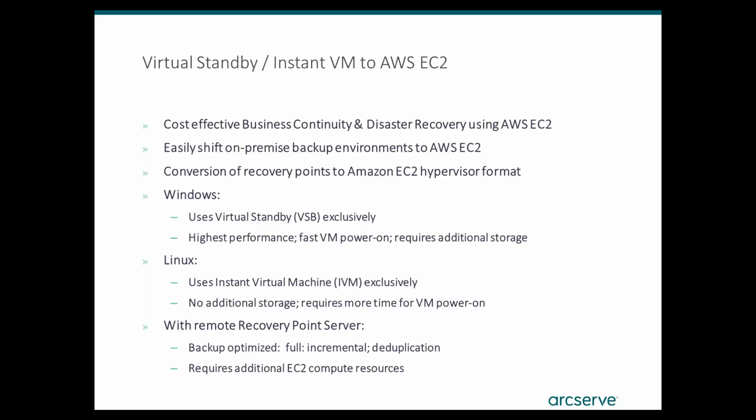So, it gives you now the ability to convert those recovery points to an Amazon EC2 hypervisor format. For Windows, we use virtual standby, which we call VSB, which is basically creating a virtual clone exclusively. It provides higher performance, a fast virtual machine, and they're powered on, and it requires, of course, additional storage. The Linux version uses our Instant Virtual Machine, or IVM, exclusively. There's no additional storage required, whereas when you're doing a virtual standby, we're doing a clone, so you need similar storage on both the source and destination. But for the Instant Virtual Machine, there's no additional storage required.